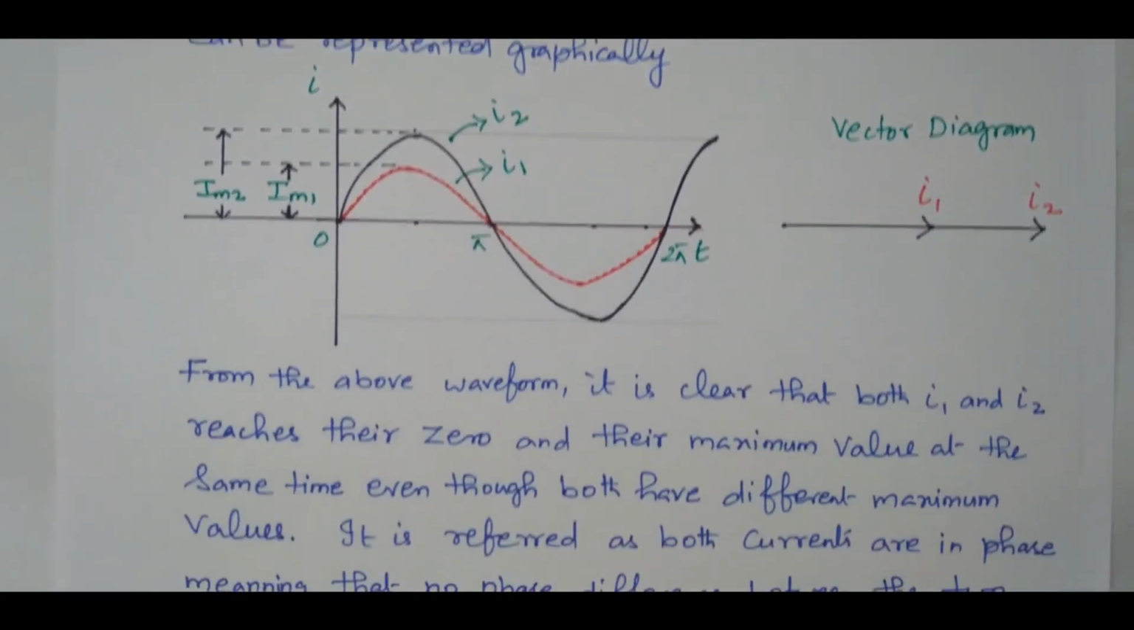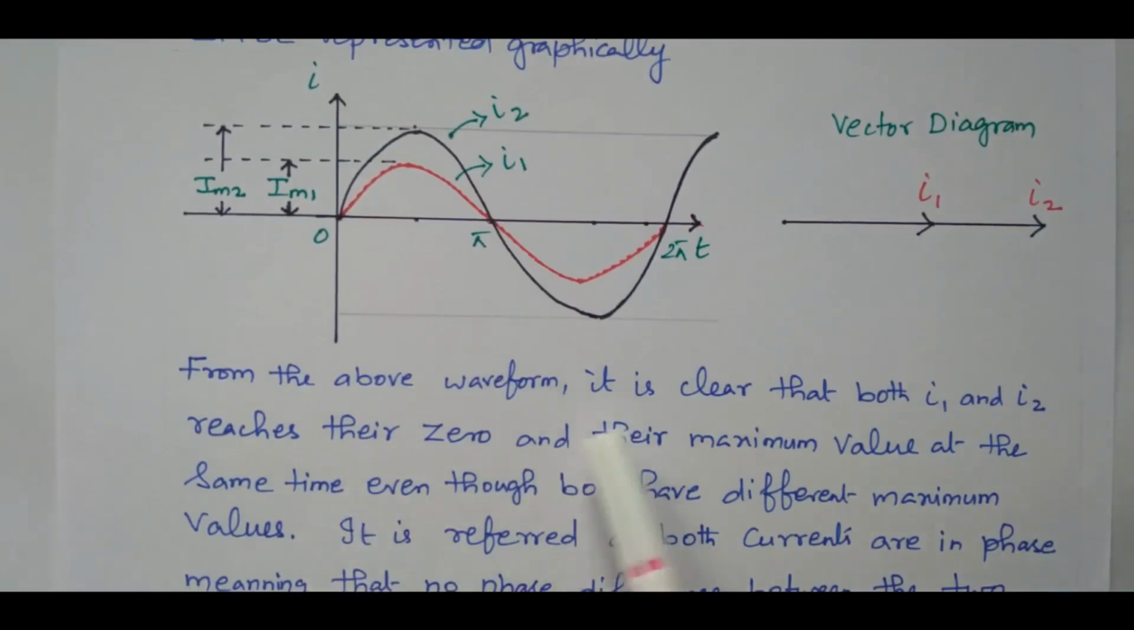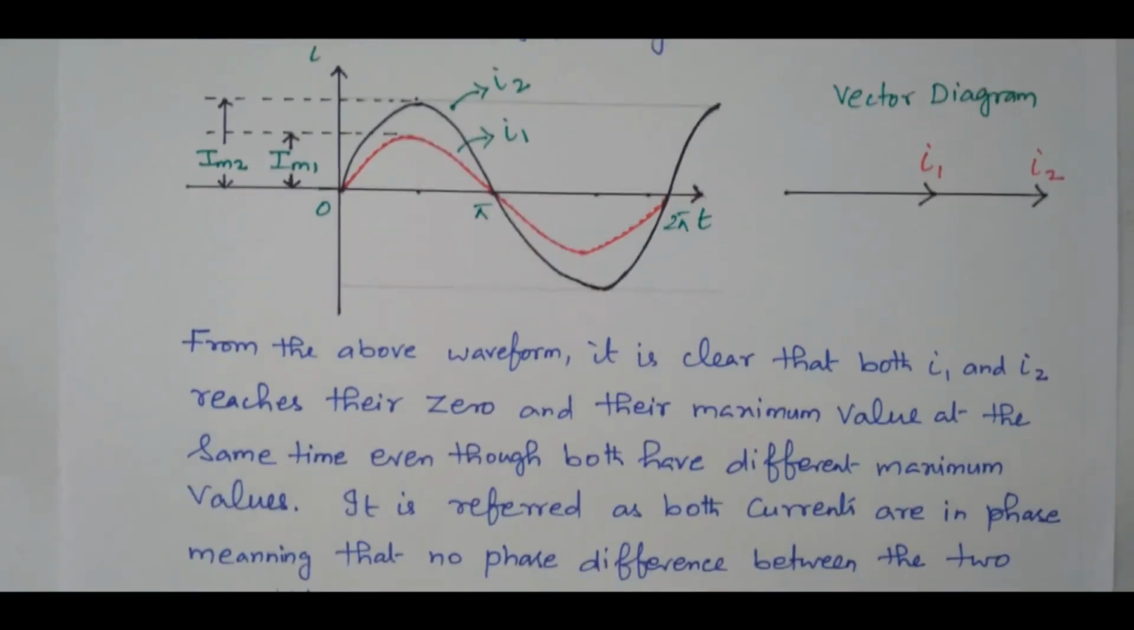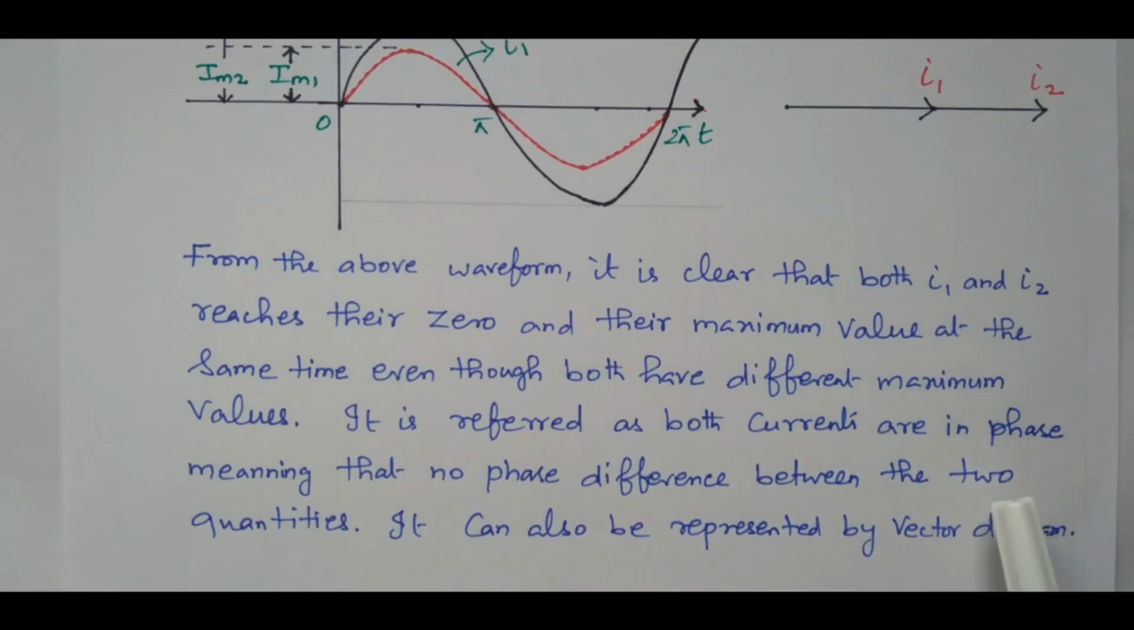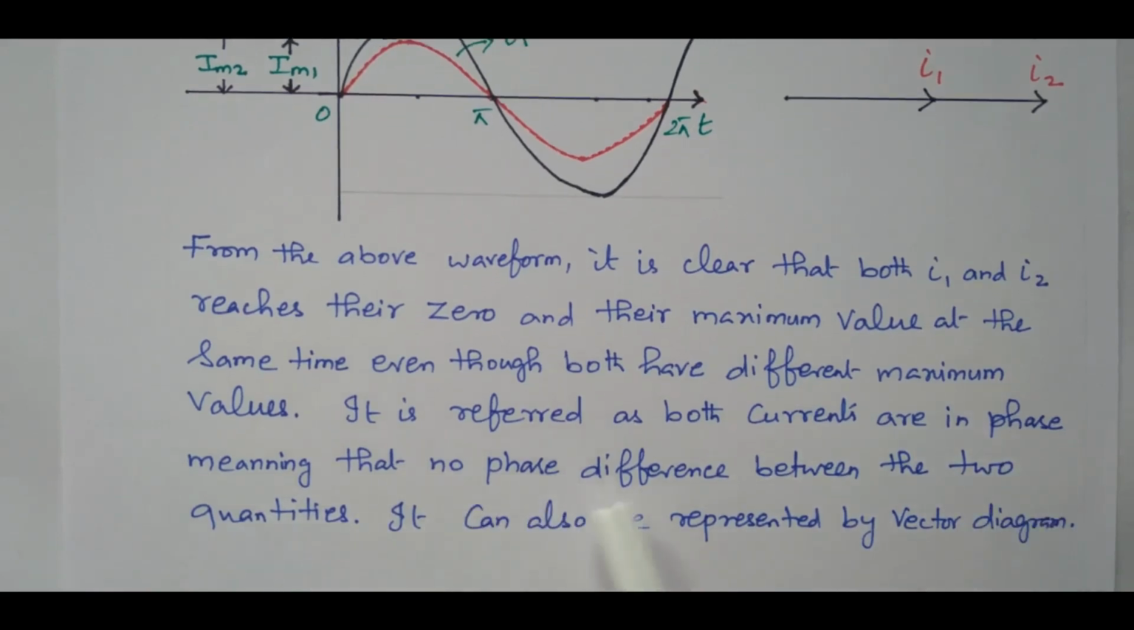So from this waveform we can analyze that, from the above waveform, it is clear both I1 and I2 reach zero and their maximum value at the same time, even though they have different maximum values. The maximum values are different, but the zero and maximum values are reached at the same time. So it is also said that both currents are in phase, meaning there is no phase difference between the two quantities. It is also represented by the vector diagram. There is no phase angle between these two quantities, and that is represented by this vector diagram.